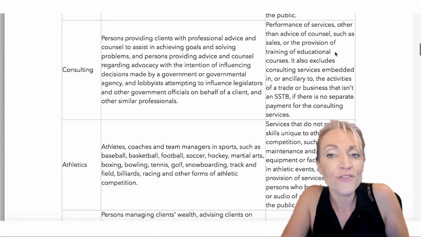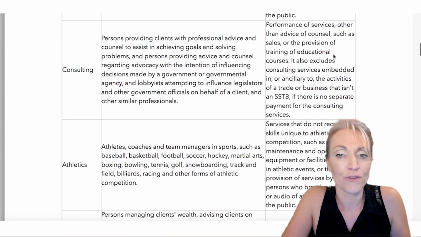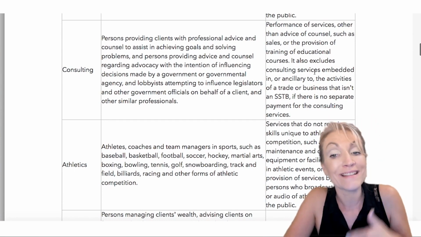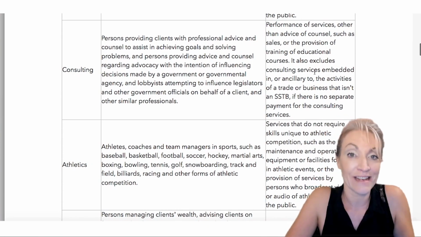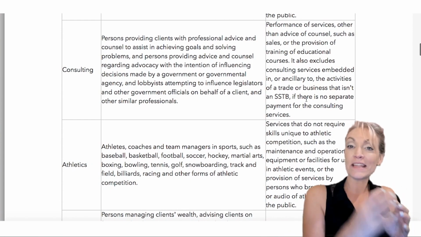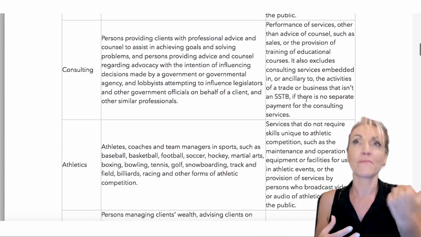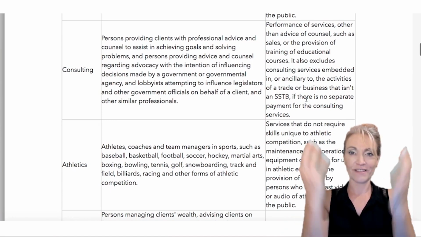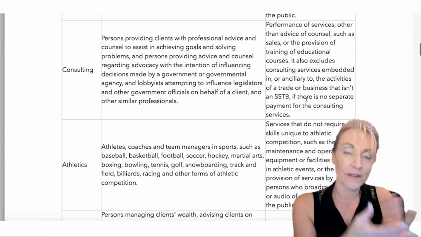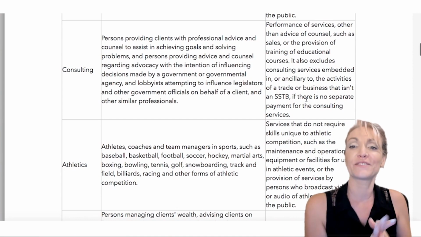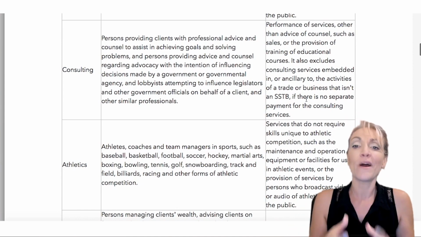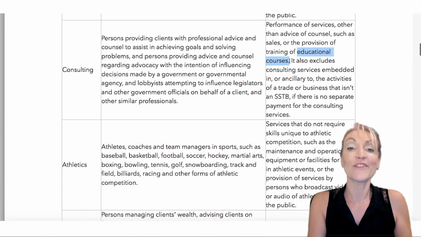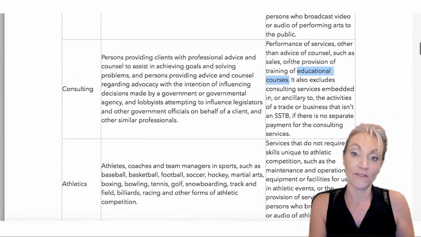Performance of services other than advice of counsel, such as sales or the provision of training or educational courses. It also excludes consulting services embedded in or auxiliary to the activities of a trade or business that isn't an SSTB. So that would mean if you provide a little bit of consulting with a product, so I'm thinking of these spa pools where a company is selling these big spa pools, they're really expensive, no sound and deprivation tanks. And so they may provide a bit of consulting included in the $30,000 cost of the pools, but they're not charging you for that separately. And so that wouldn't disqualify you. It also sounds like I might not be thrown out for my educational courses, even though they are in the area of accounting, which is specifically excluded, at least some of them.